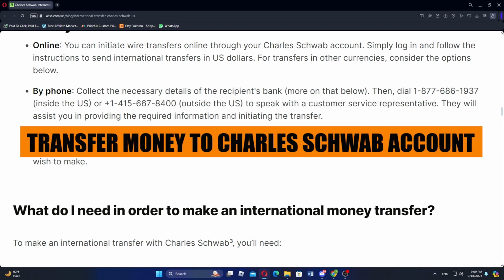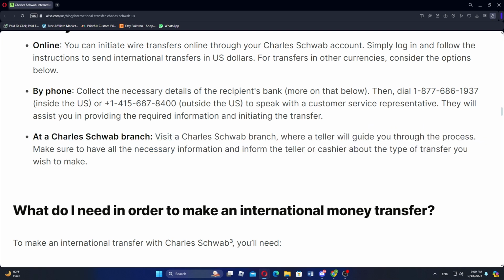How to transfer money to Charles Schwab account. I'm going to show you how you can easily transfer money to Charles Schwab account. You can initiate wire transfers online through your Charles Schwab account. Simply log in and follow the instructions to send international transfers in US dollars.